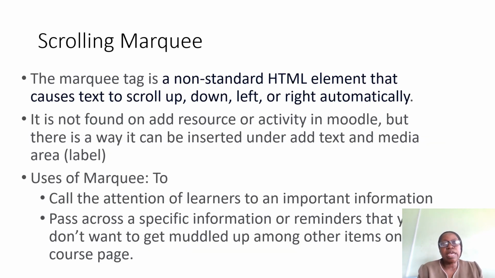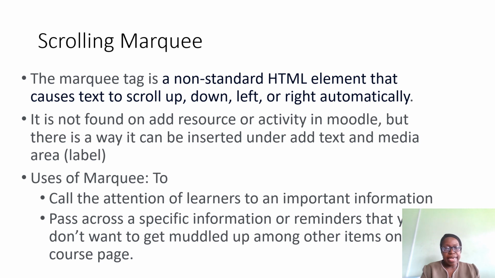The last resource I want to talk about is the scrolling marquee. The scrolling marquee tag is a non-standard HTML element that causes text to scroll up, scroll down, to scroll left or right automatically. We have seen from billboards and maybe even from some websites where you see text just moving, not static, moving. What they use to do that is the scrolling marquee.